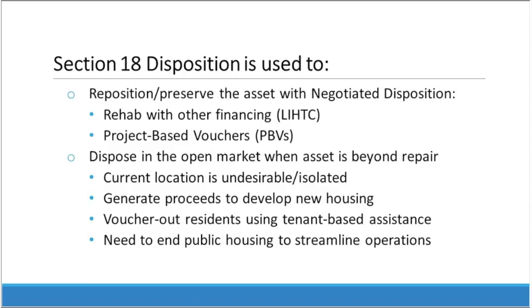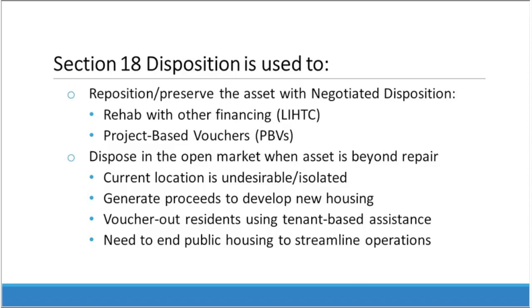It's for that outcome. Section 18 also allows you to leverage other capital. So you can leverage low-income housing tax credits, you can leverage debt, you could blend other locally available development subsidies from your city or your county or your state with your property, and you can shift your property to a PBV contract to provide the operating subsidy necessary to achieve affordability, to pay your expenses, and in many cases to leverage some debt as well. So the first main thrust of Section 18 is to preserve your property.